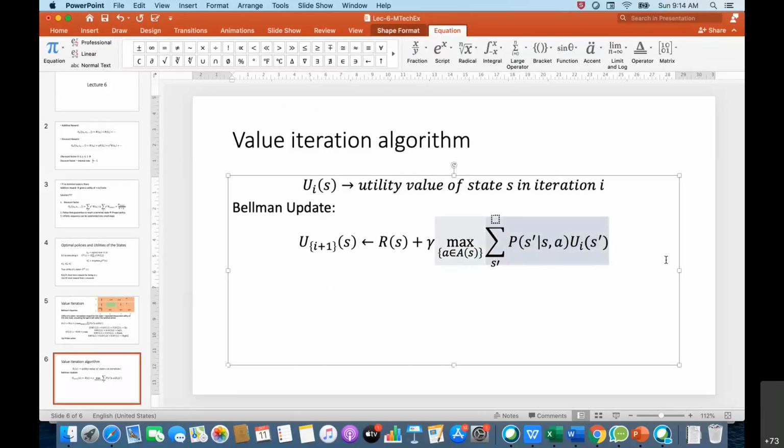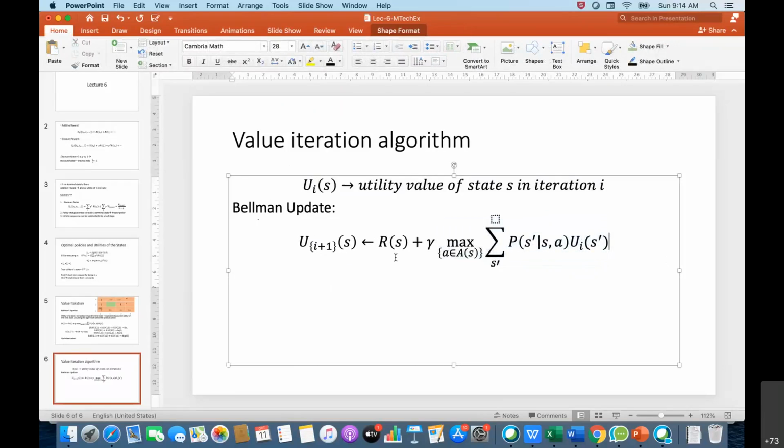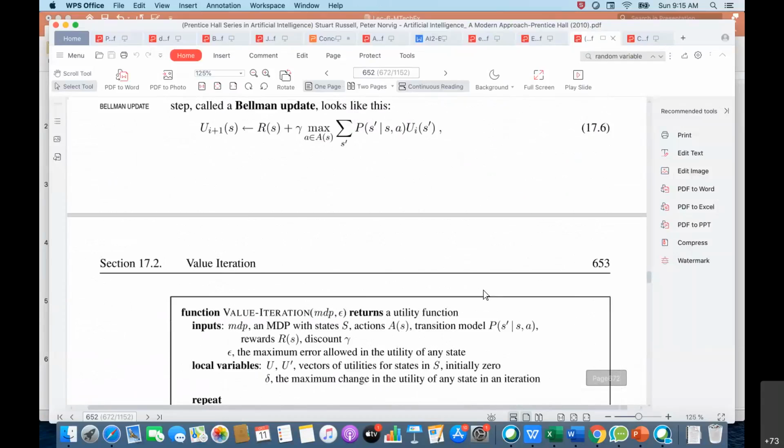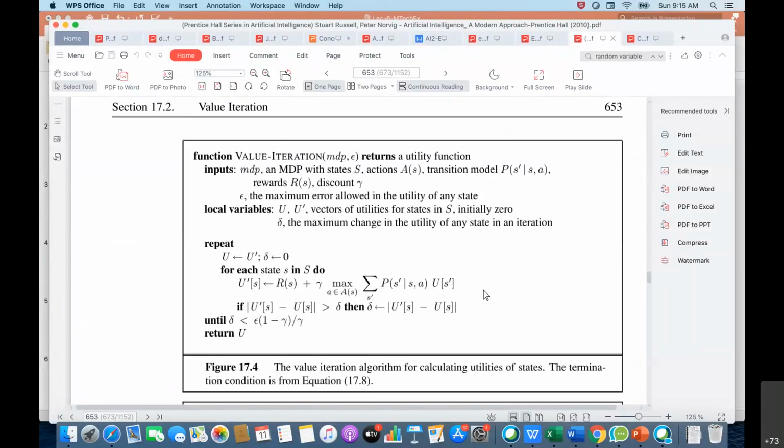So this equation is known as Bellman's update equation. That is, this is how the utility value at a state s is going to be updated with each iteration. This is how the updation is being done, and there is the algorithm. Let's discuss that algorithm and see how it works. This is the algorithm. Hope you can see.